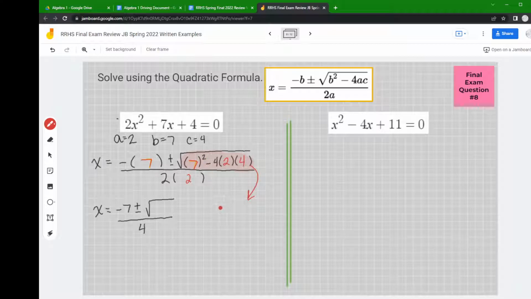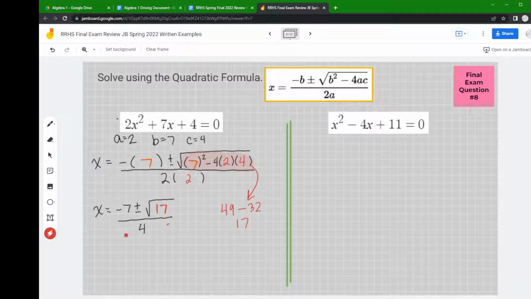Alright, so 7 squared is 49. Minus 4 times 2 is 8, times 4 is 32. And 49 minus 32 is 17. And so that's what would go under the radical here. This is the furthest that we're going to ask you to get to. This is the exact answer.